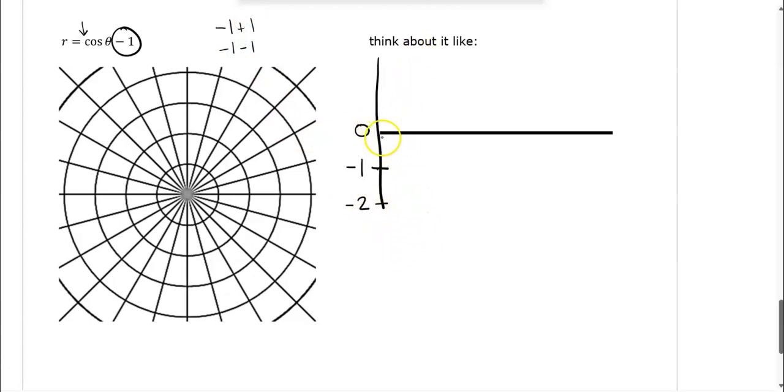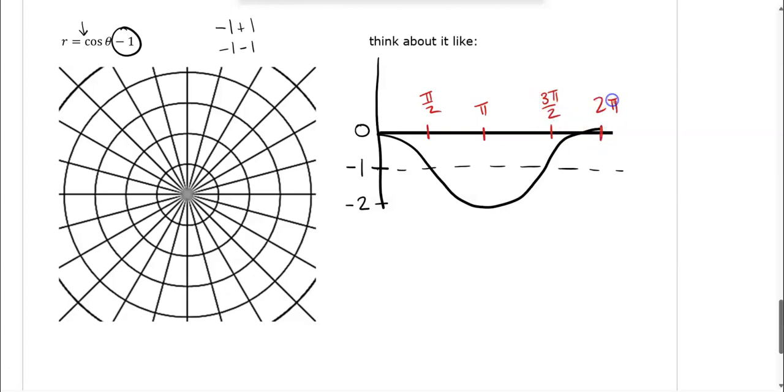And this is cosine, so that means I'm going to be starting here at 0, and I'm going to be going down and then back up. So, I'm going to go ahead and draw my midline through here. So right here is going to be my pi over 2. Here's pi. Here's 3 pi over 2. And here is 2 pi.